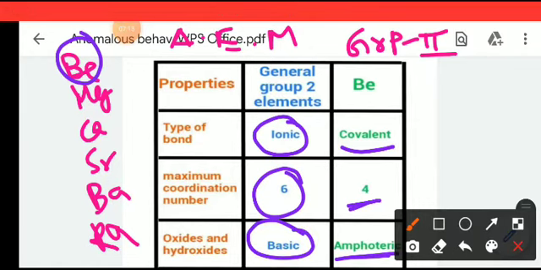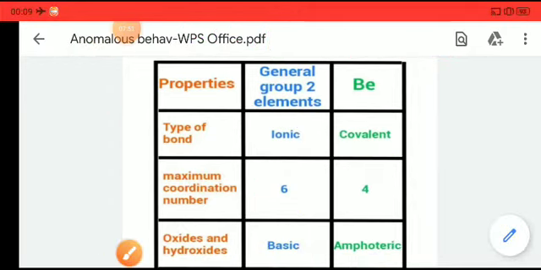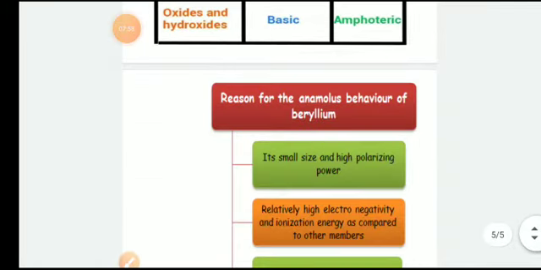So we can clearly see that beryllium doesn't follow the physical and chemical characteristics of the general group 2 elements. Beryllium shows some different characteristics from the group 2 elements. That is why beryllium also shows anomalous behavior. So beryllium is also called the anomalous element of group 2 elements. What is the reason behind that? We have already discussed the reason behind the anomalous behavior of lithium. For beryllium it's also the same.